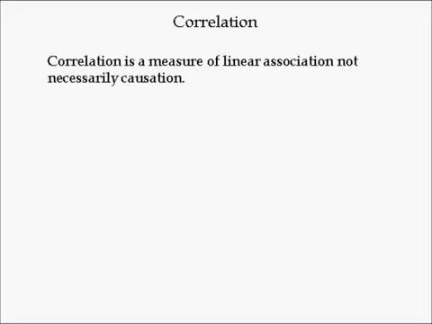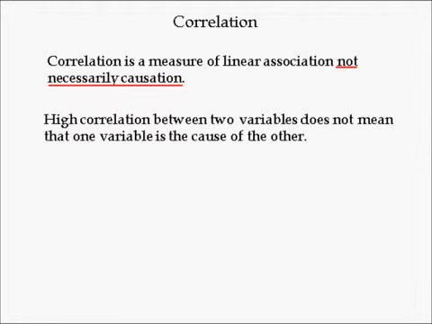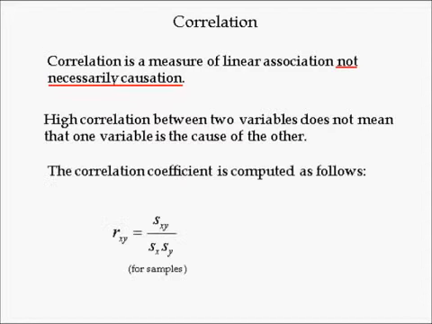The correlation is a measure of linear association, not necessarily causation. High correlation between two variables does not mean that one variable is the cause of the other. For example, hot dog sales at football games and the football team's winning percentage are highly correlated. This does not mean that the team will win more games if you sell more hot dogs at home games. A high winning percentage increases attendance, and high attendance increases hot dog sales. So winning percentage is the cause of attendance, and attendance is the cause of hot dog sales.